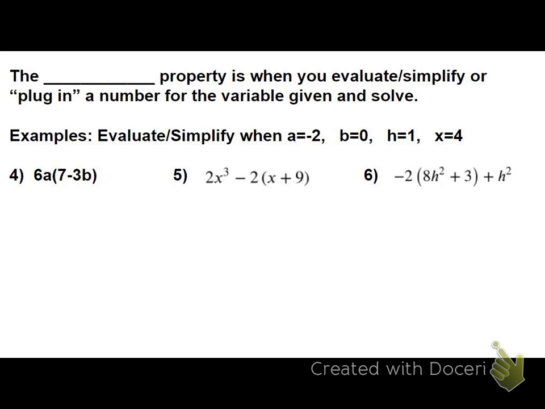The blank property is when you evaluate or simplify or plug in a number for the variable given and solve. When you plug a number in, what is that called? Another way to look at it: if I'm not here, or if I'm sick, they're going to get a substitute for me. So if we are plugging in a number for a variable that they give us, it's going to be what? Substitute. Yes, so the substitution property is when you evaluate, simplify, or plug in a number for the variable given and solve.